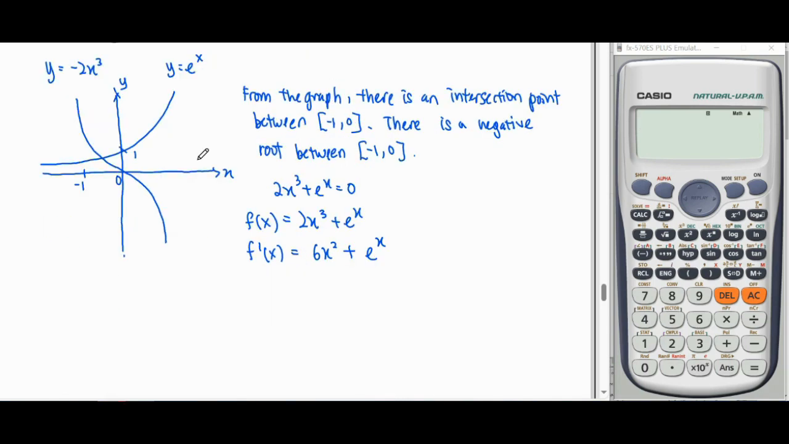Then from the graphical method, we can identify our initial value, x0, which falls between negative 1 and 0. So randomly we put negative 0.5. Then we find the first approximation for x using the Newton-Raphson formula, which is x minus the function over the differentiated function. So make sure you write this step clearly.